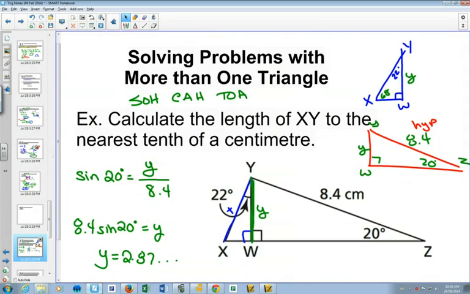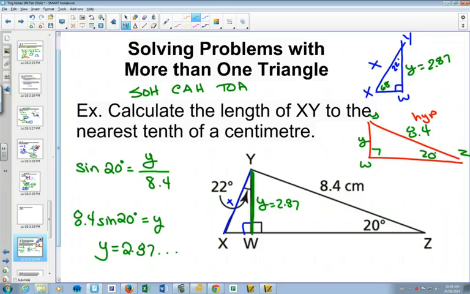So now that I know y is 2.87, that tells me on my blue triangle that I know that y is 2.87. Now I can look at that triangle and I can figure out what x is. First of all, we have to decide which of those two angles we want to use. Do you want to use the 68 or the 22? It's up to you guys. Doesn't matter. You want to use the 68? Okay. So if we're using the 68, again, label your hypotenuse first. Can you see that this is your hypotenuse? And if we're using the 68, what side is this? That'll be the opposite of 68.